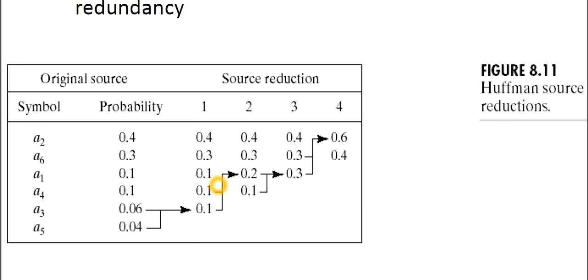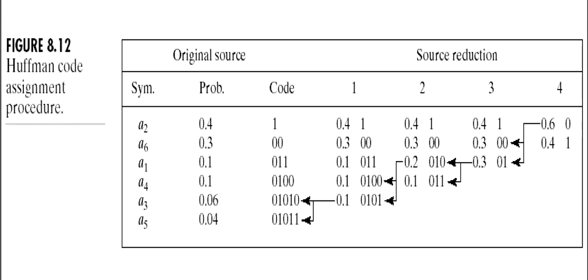Then at the second stage, 0.1 and 0.1 become 0.2. Then 0.2 and 0.1 become 0.3 at the third stage. Then 0.3 and 0.3 become 0.6 at the fourth stage. That's how the redundancy is being reduced. Now consider this diagram also. Now I'm coming back from the reduction to the original source. You see that at the fourth step of source reduction, we have 0.6 and 0.4.